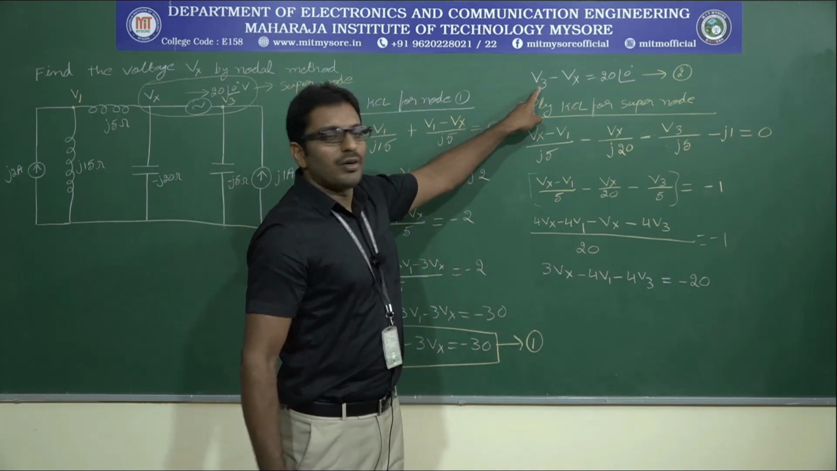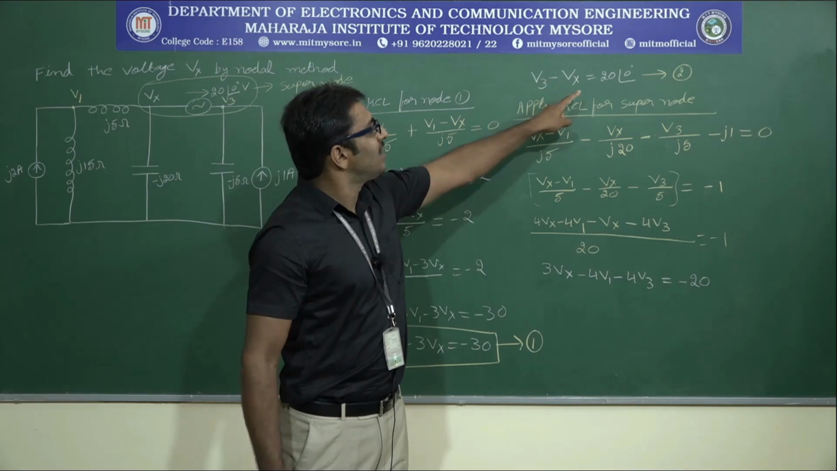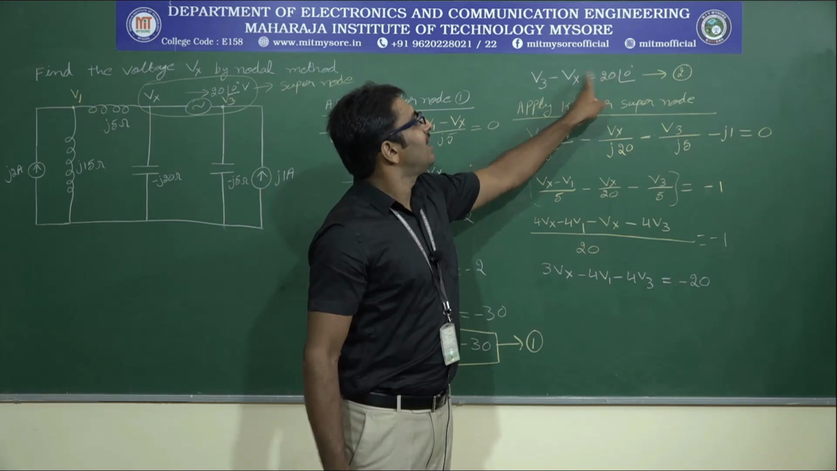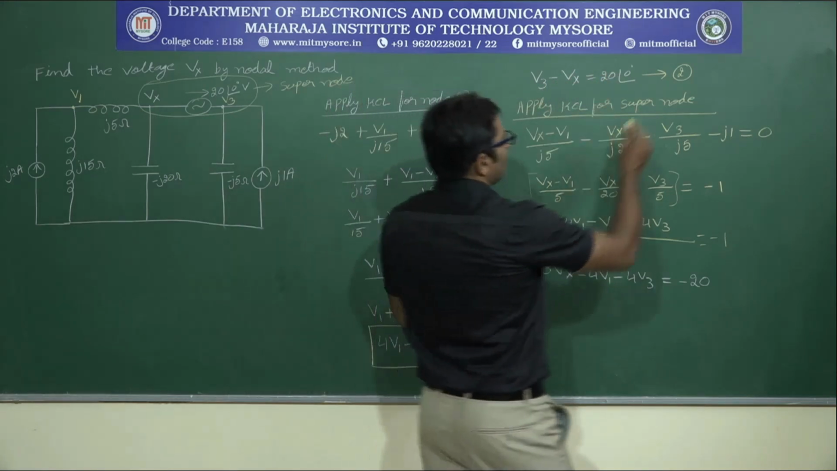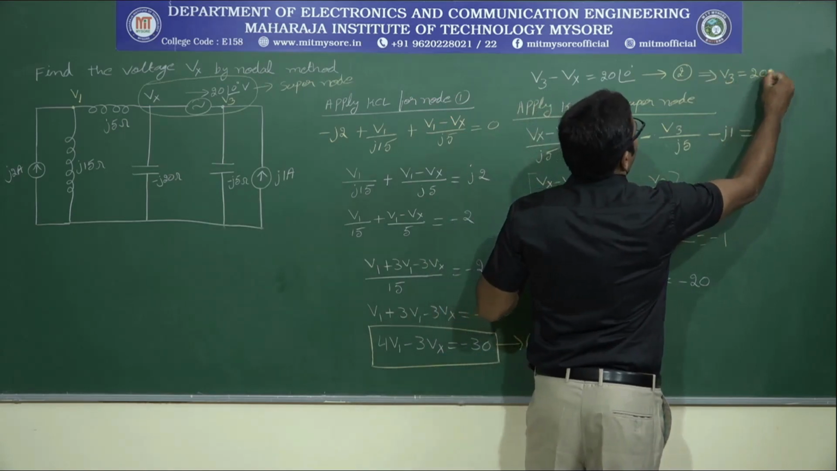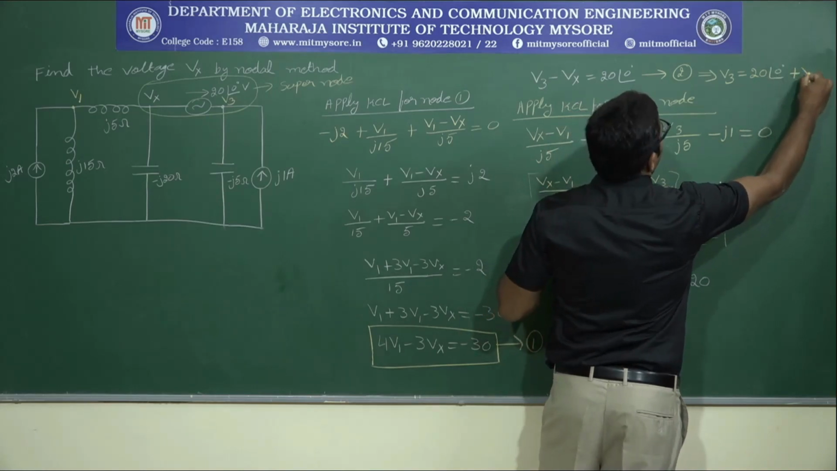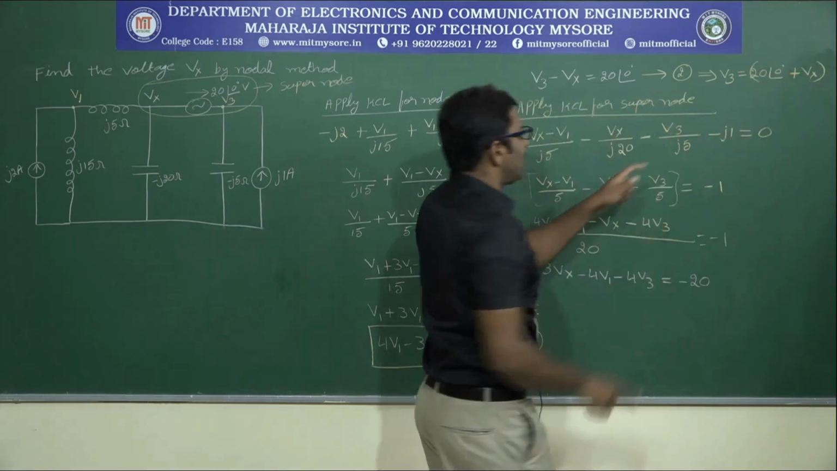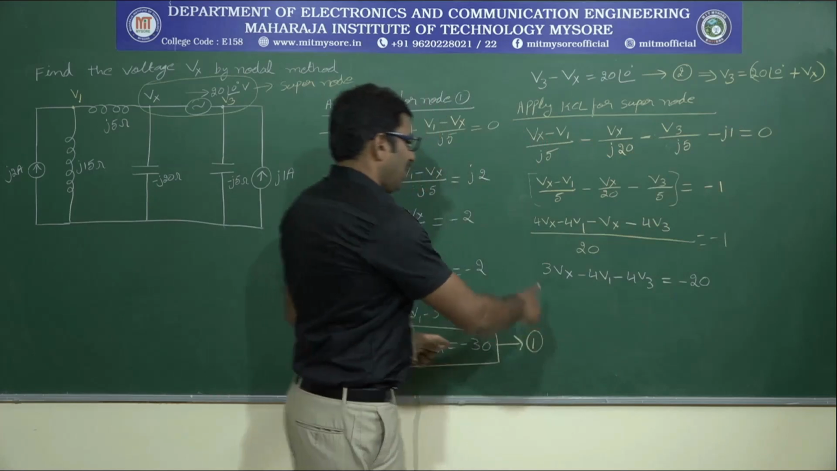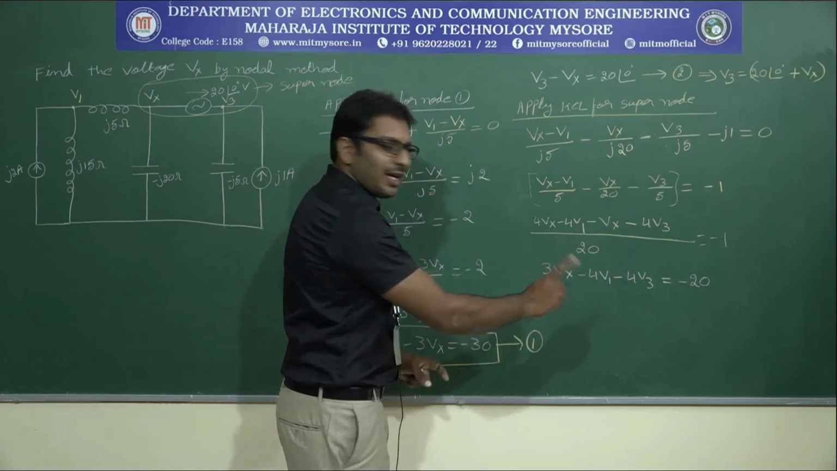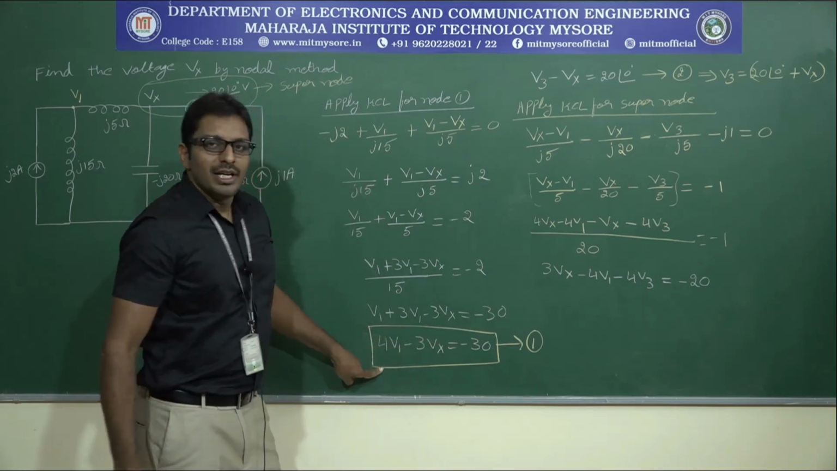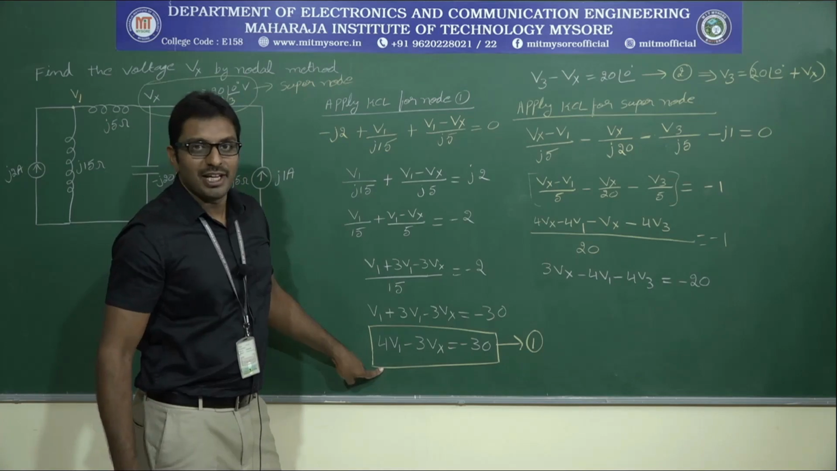From the super node, we have the equation V3 minus Vx is equal to 20 at an angle 0. So V3 is equal to 20 at an angle 0 plus Vx. Just replace V3 by 20 at an angle 0 plus Vx. Therefore, you will get one equation with 2 variables, Vx and V1. In equation 1 also, the variables are Vx and V1. Easily you can solve these 2 equations and find the value of Vx.